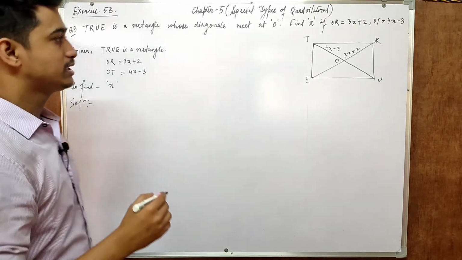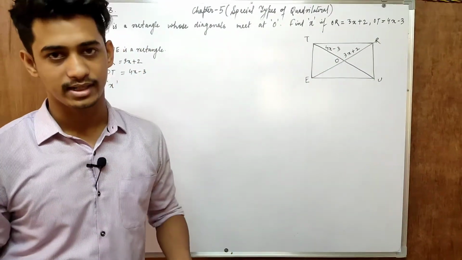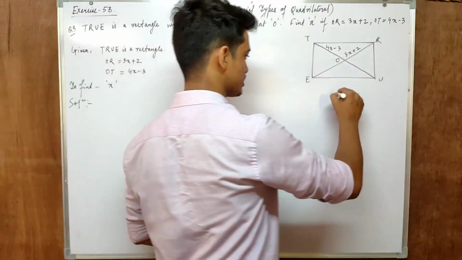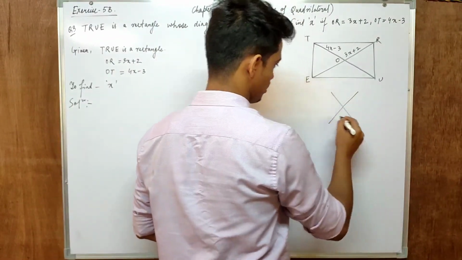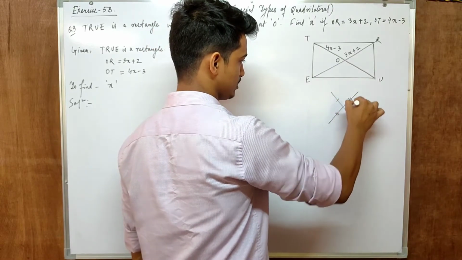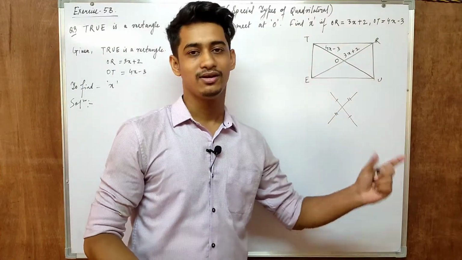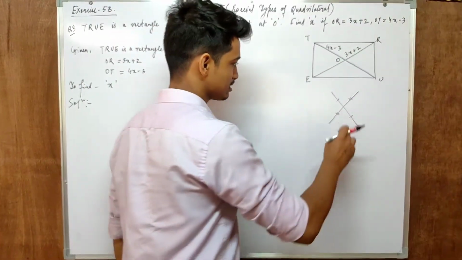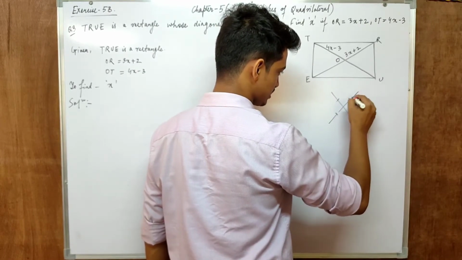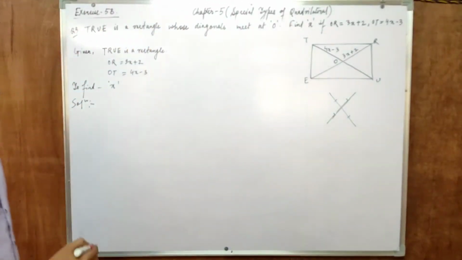So see, we know that the diagonals of a rectangle are equal, and also bisect each other. So what does bisection mean? Once again, I am just repeating it. Bisection means this side is equal to this side and this side is equal to this side. The two diagonals bisect each other, and they are of the same length. So that means all the bisected parts of the diagonals are also equal with each other.